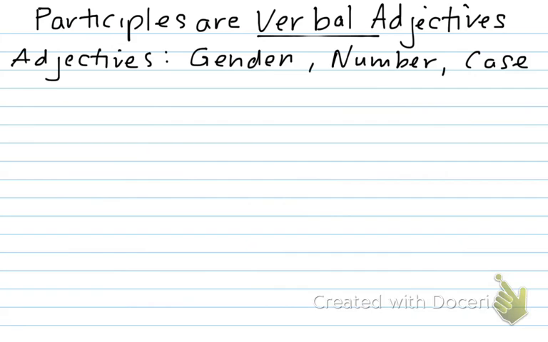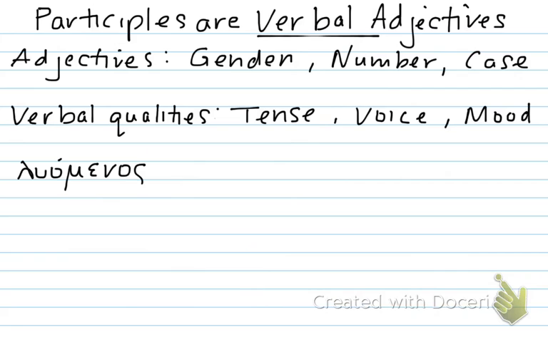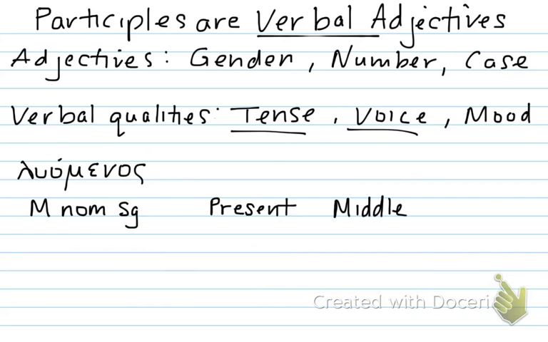As verbal adjectives, participles have some verbal qualities, namely, they show tense, voice, and mood. So for our example participle λυόμενος, we already know that it's masculine nominative singular, and its tense is present, its voice is middle, and its mood is participle.